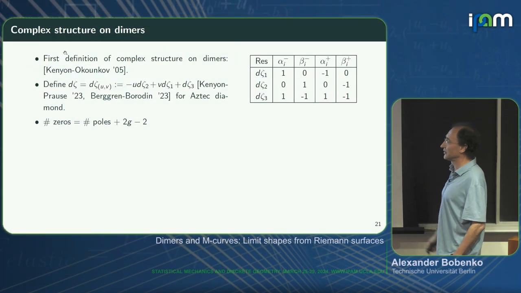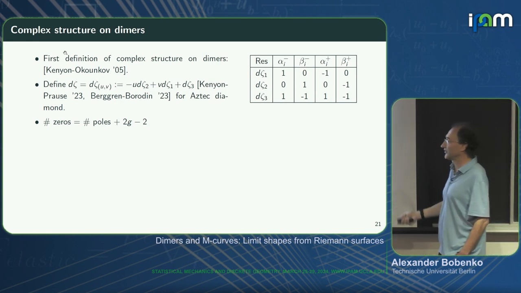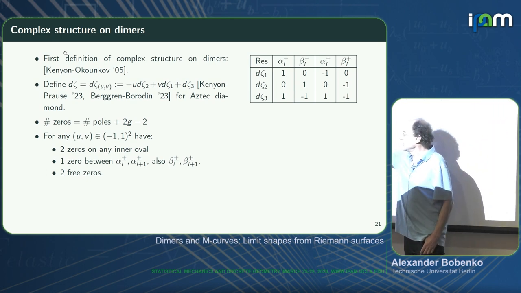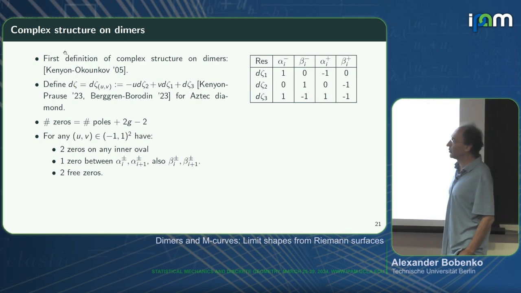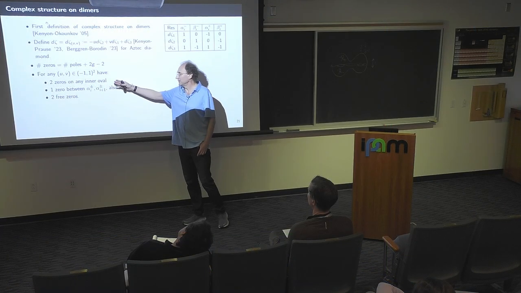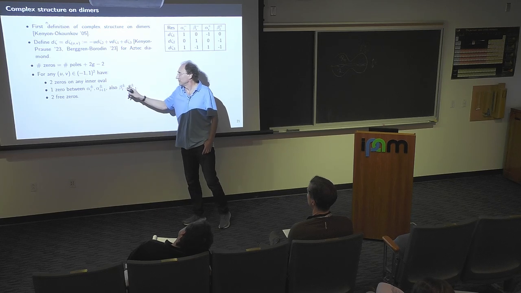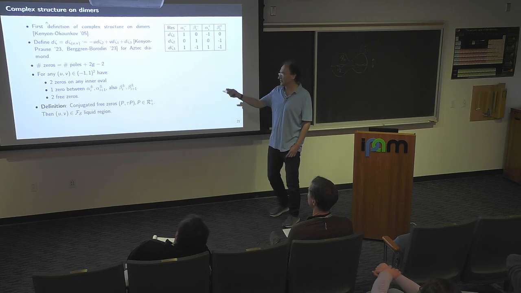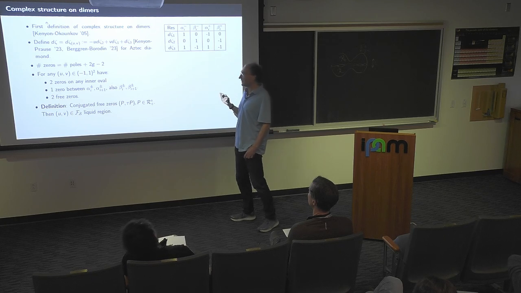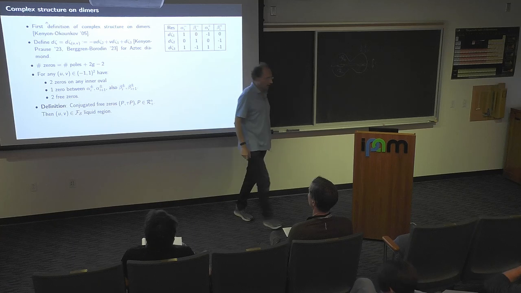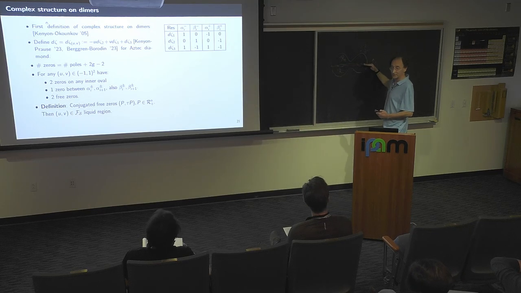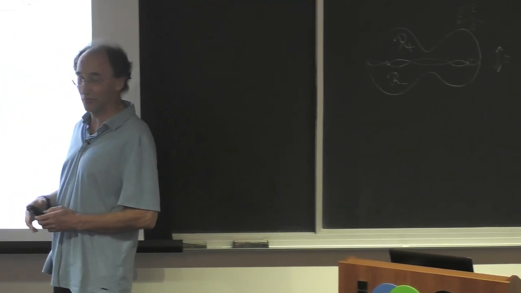Now you can do a little bit of analysis and compute how many zeros this differential d zeta may have. It's the number of poles plus the degree of the canonical divisor, 2g minus 2. From here you can easily conclude that for any point (u,v) in this open interval, you have a zero on any inner oval of this differential, one zero between these points, I will show you the picture later. And there are only two free zeros, which you don't know where they are. That's the definition of the liquid region: if these zeros lie in the interior of our Riemann surface, R plus zero, meaning R plus without boundary curves, then (u,v) belongs to the liquid region.